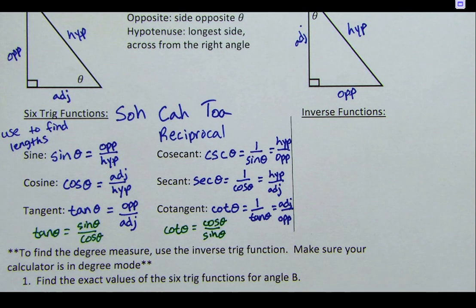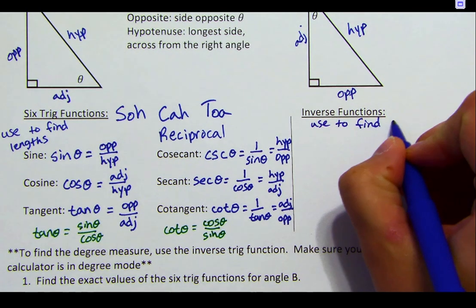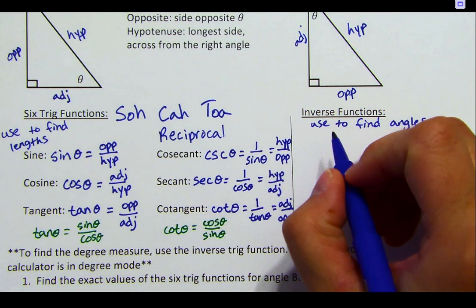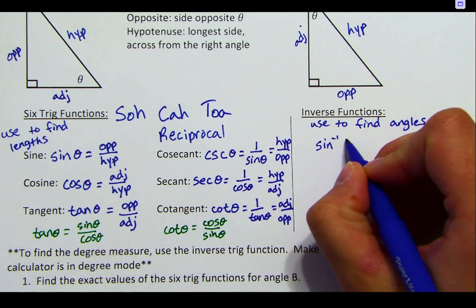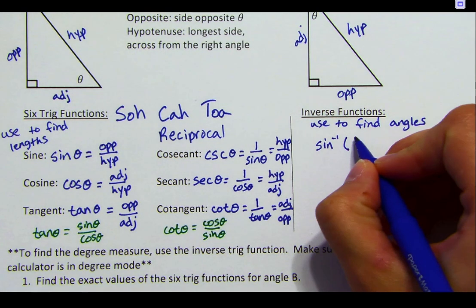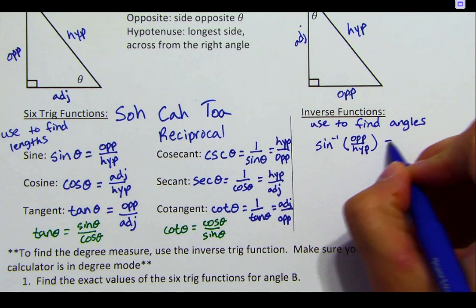Now to find angles, we are going to use the inverse functions. Okay. So use to find angles. Okay. So the way we write the function is just going to be a little bit different. So we talked about inverse functions in the past, so we represent them with that -1 exponent. So if we're talking about the inverse of sine, we would do sine and then -1, and then instead of theta, we would actually put the ratio in there. So we would use the opposite over the hypotenuse, and then that's going to be equal to theta.